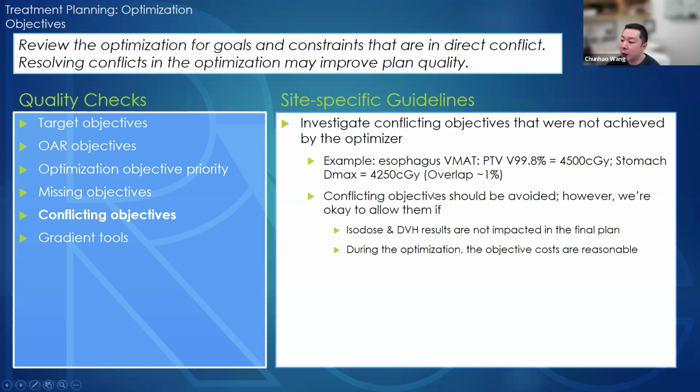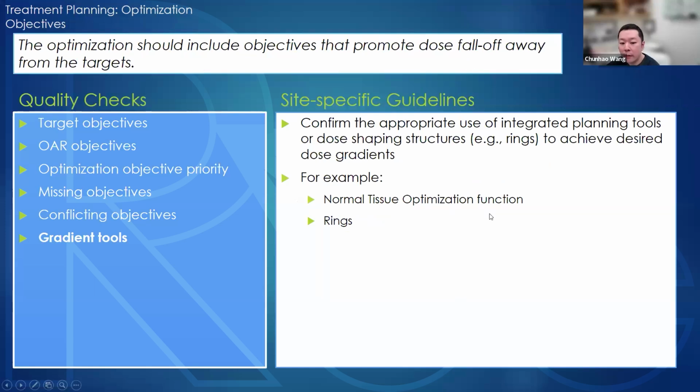However, if the conflict is not resolved by the optimizer, it's recommended that you go back and fix it and see if you can achieve a better dosimetry outcome. Right? For gradient tools, you want to confirm the proper use of integrated planning tools for the dose shaping structures to achieve the dose gradient, right?